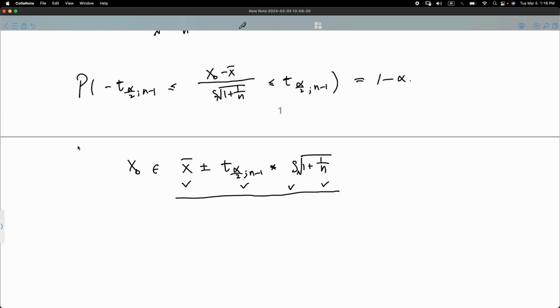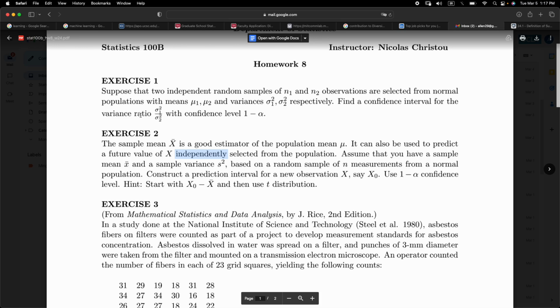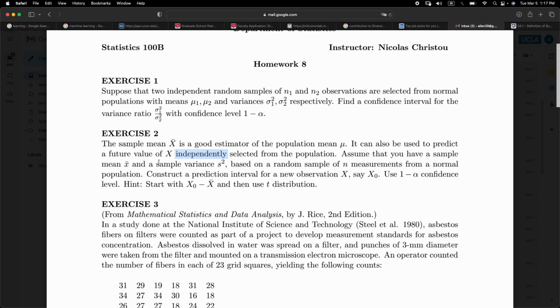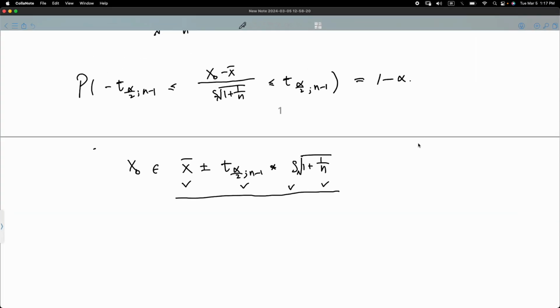Then you have a prediction interval. Let me use the words from the question. Yeah, so this is called a prediction interval, for a new observation x0 that you want to predict. Okay, so any questions or comments on this part?